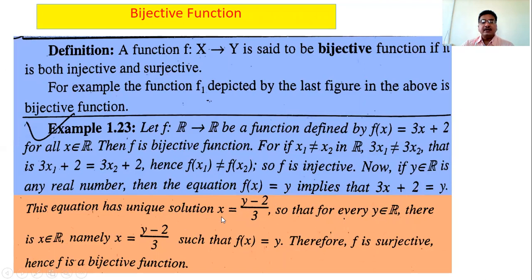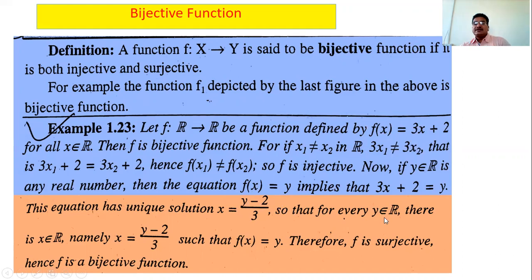And if we find f of (y minus 2) by 3, using this definition, we substitute x as (y minus 2) by 3. The 3 gets cancelled, and y minus 2 plus 2 becomes y. We have the answer y. That is, f(x) is equal to y. That is, this (y minus 2) by 3 is the pre-image of y.